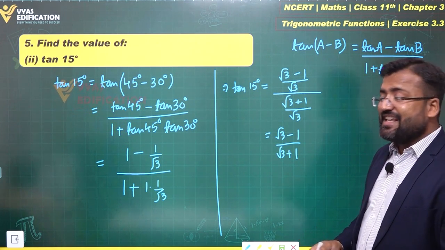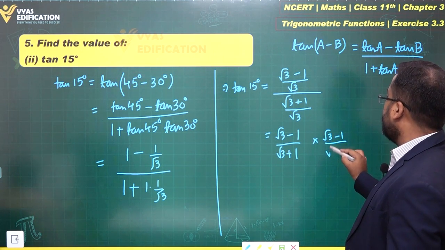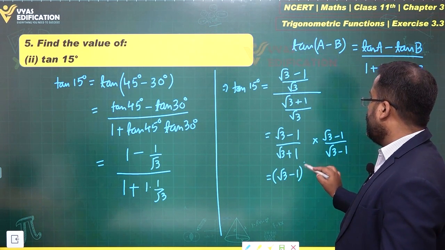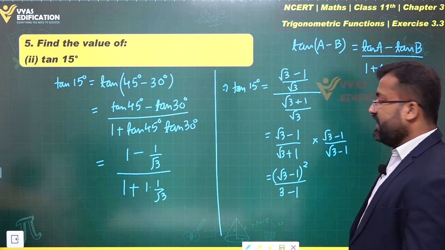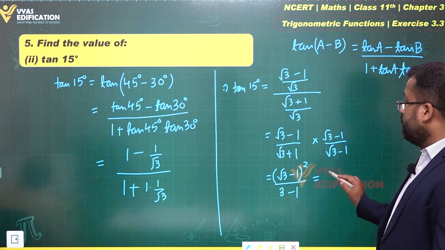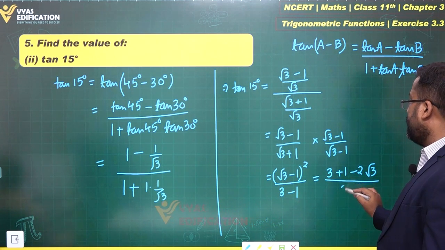And on rationalizing, what does this simplify into further? On rationalizing, that is multiply with root 3 minus 1 and root 3 minus 1 over here. This gives me root 3 minus 1 whole square upon 3 minus 1 in the denominator. Can you simplify this square as well? Yes, this will be equal to 3 plus 1 minus 2 root 3 whole divided by 2.